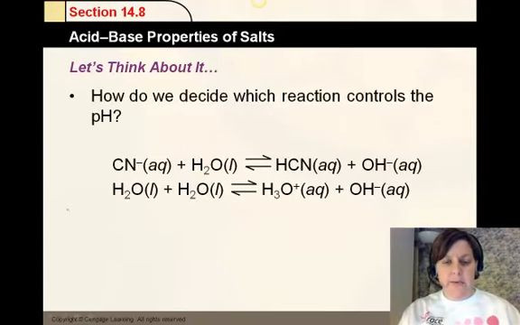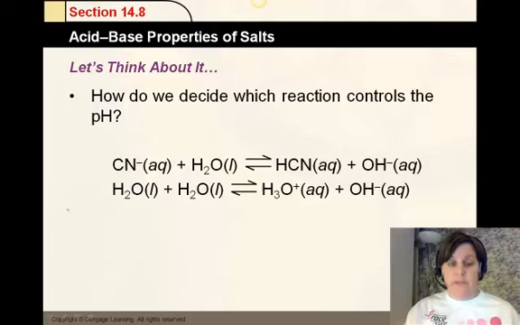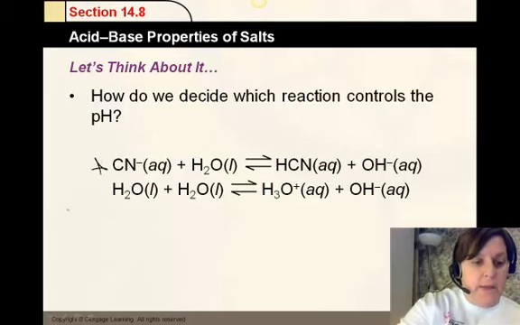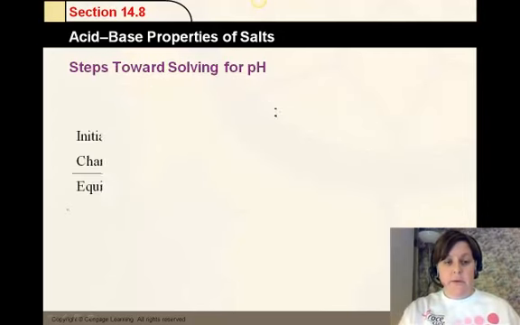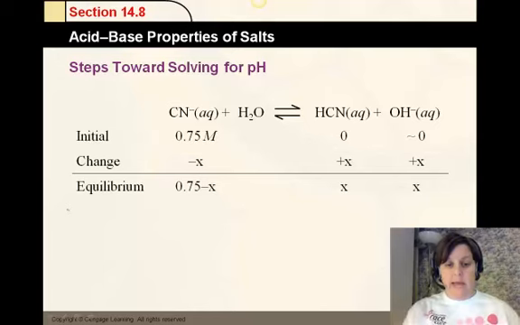So how do we decide which controls the pH? It's all about the Ka value. Now the Ka value on the previous slide was bigger than 1 times 10 to the negative 14, and that's why this is the major contributor of the pH. So let's see what they do. Oh, look at that. Had I just pushed the enter button, we would have gotten here a little faster. But hopefully you understand it now that I talked you through it.